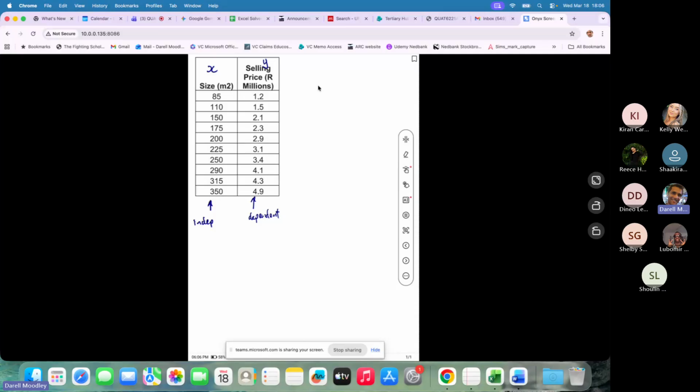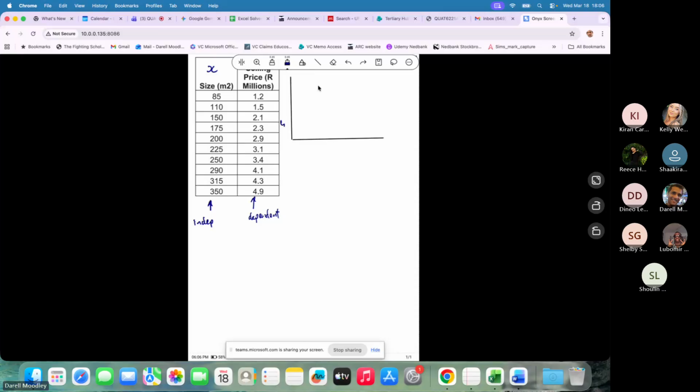So if I had to plot this, and I'm going to do a rough plot, and you're welcome to plot this to scale when you have some time. You don't have to do it now. Okay, so here is our X-axis and our Y-axis. And what we would have on the Y-axis would be the selling price. And here we would have the size.